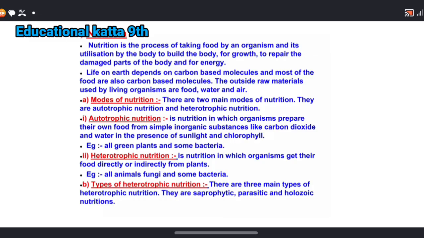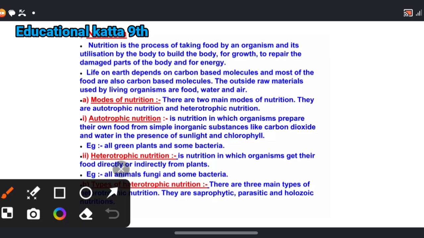First, modes of nutrition. There are two main modes of nutrition. First is autotrophic and second is heterotrophic. Okay, understand this. First is autotrophic and second is heterotrophic.